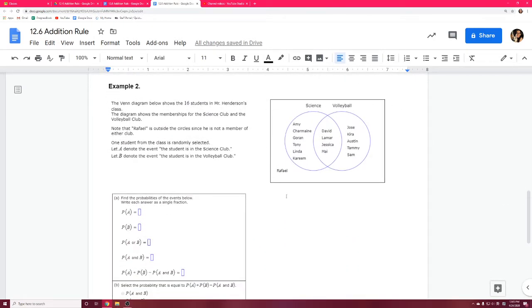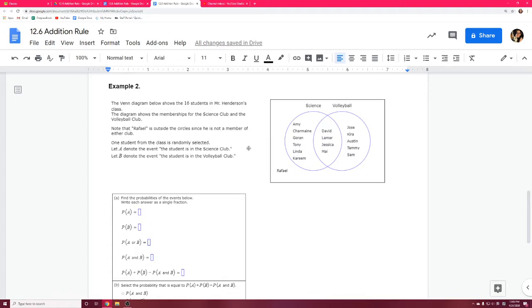Alright, so let's look at example 2. Example 2, this is called a Venn diagram. A Venn diagram means they use a box and 2 or more circles to represent the situation. So for example, let me read the question. The Venn diagram below shows 16 students in Mr. Henderson's class. The diagram shows the membership for science club. Science club is over here, okay? And the volleyball club. Volleyball club is over here.